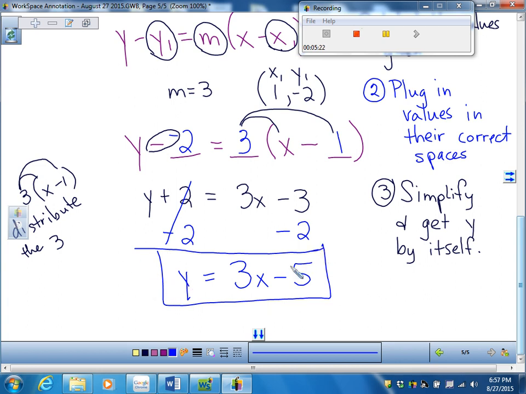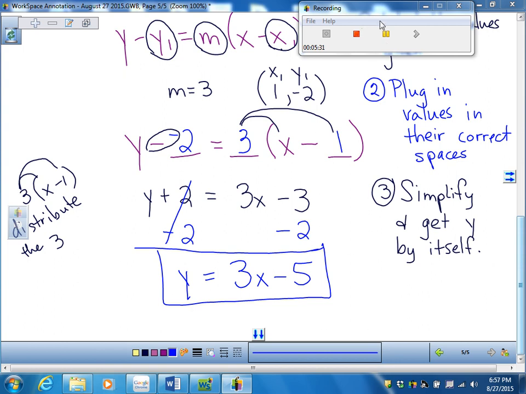It's in slope-intercept form, because I've got y by itself, so this is my slope, the 3, and the negative 5 would be my y-intercept. Go ahead and record on your notes.